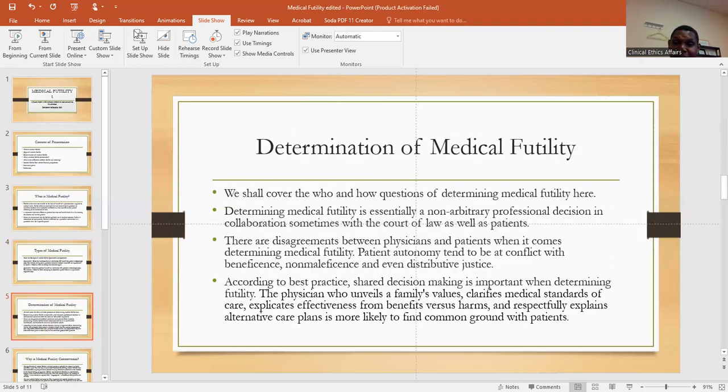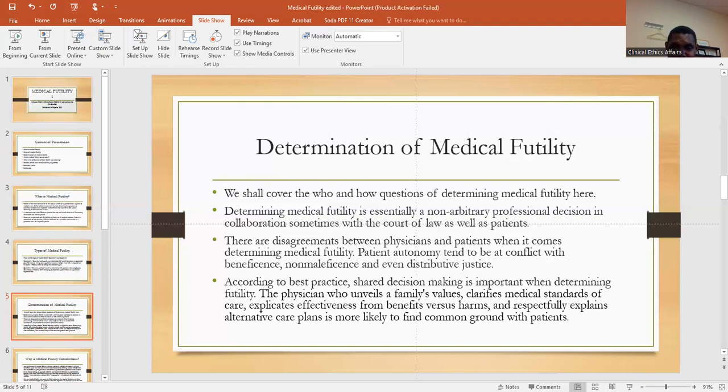How do we determine medical futility? We shall cover the who and how question of determining medical futility here. Medical futility is essentially a non-arbitrary professional decision, in collaboration sometimes with the court of law as well as the patients. There are disagreements between physicians and patients when it comes to determining medical futility. Patients' autonomy tends to be in conflict with beneficence, non-maleficence, and even sometimes distributive justice. According to best practices, shared decision making is important, and is often encouraged at this important step of futility.